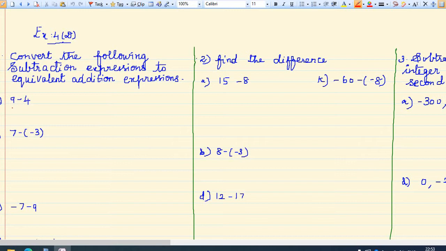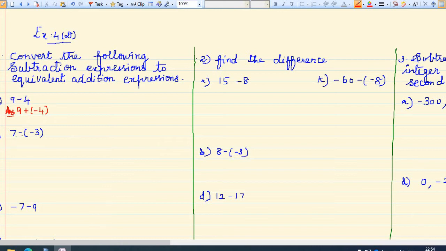Listen. 9 minus 4. So 9 plus of minus 4. Now see here, plus into minus is what? Minus. So like this, the subtraction expression I am going to write as an addition expression. Can you clear this, children?